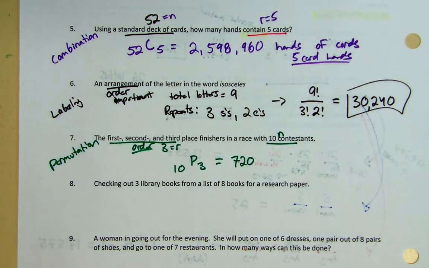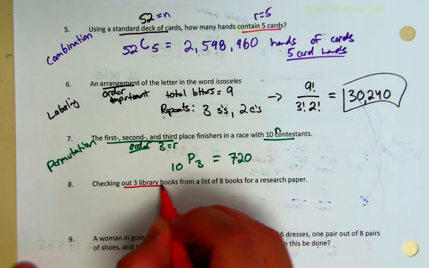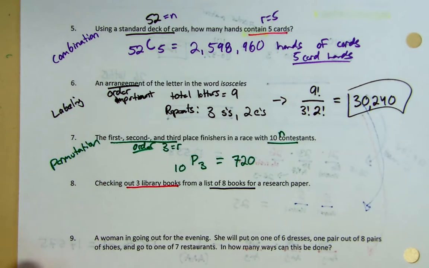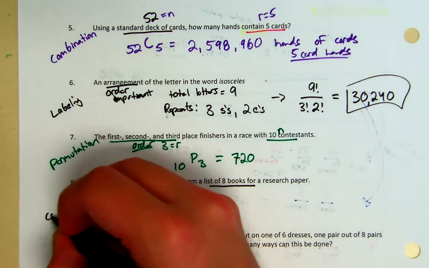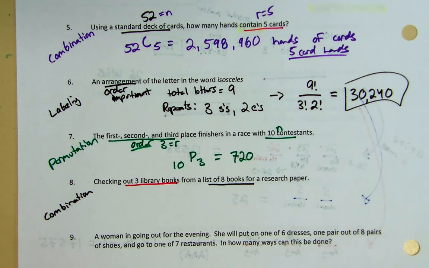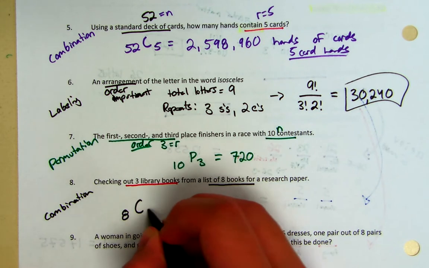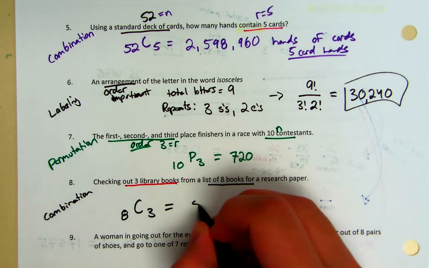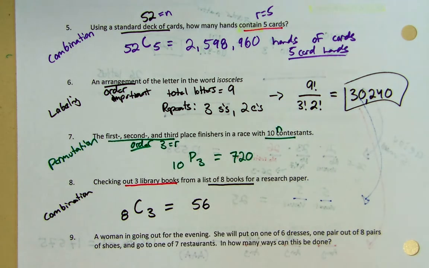Alright, next problem. Checking out 3 library books from a list of 8 books. Do we care which ones? I mean, yeah, they need to be on the topic, but there can be a lot of different ways that I can do that. So this is going to be another combination. How many do I have? I have 8 total. I'm choosing 3 books. So 8 choose 3. 56 different ways we can choose those books.